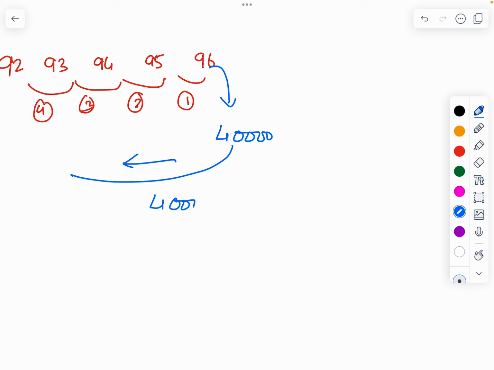So 40,000 divided by 1.05 to the power of 4. If at all you are going forward, you should be multiplying. Now you are going backwards, so you should be dividing. So 32,908.